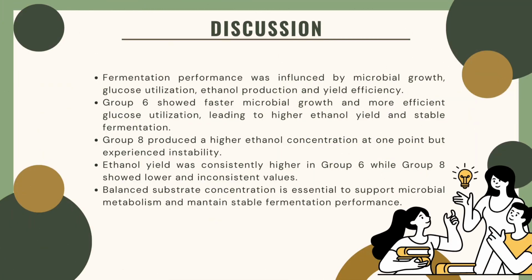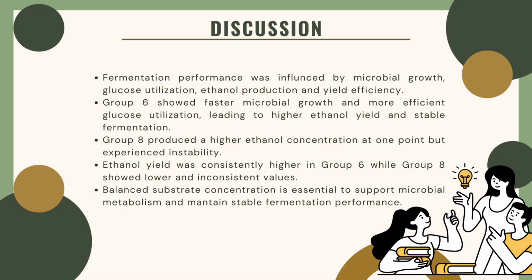Next, I will move to the discussion part. The results demonstrate that the fermentation performance was strongly influenced by microbial growth, glucose utilization, ethanol production, and yield efficiency. Group 6 showed faster microbial growth, which indicates that the microorganism entered the exponential phase earlier and adapted more effectively to the bioreactor environment.